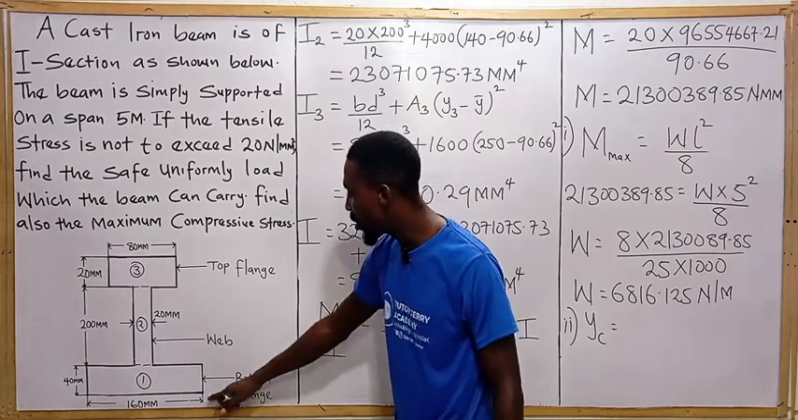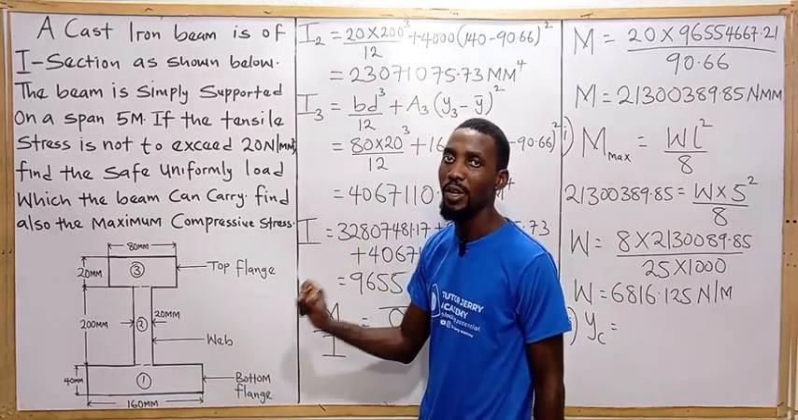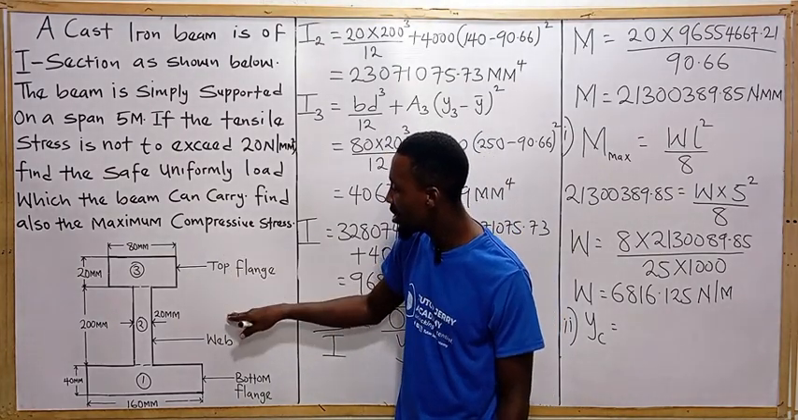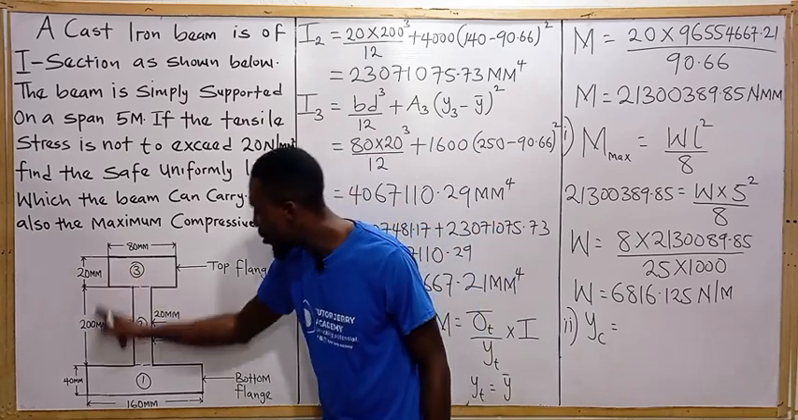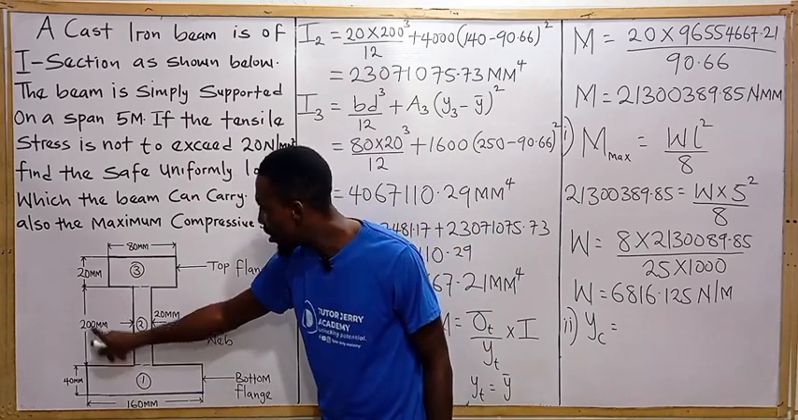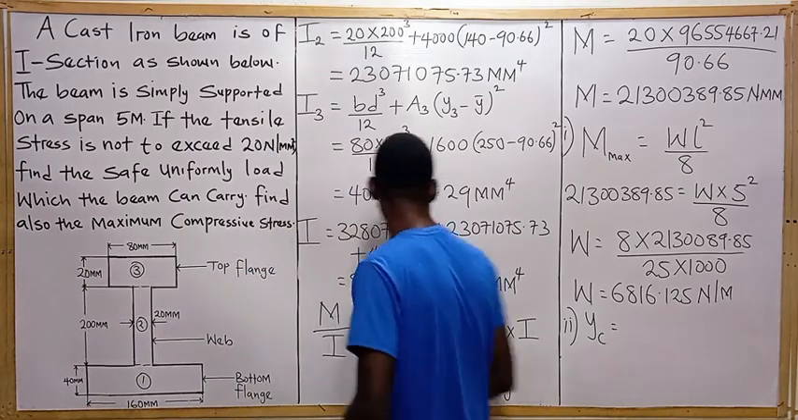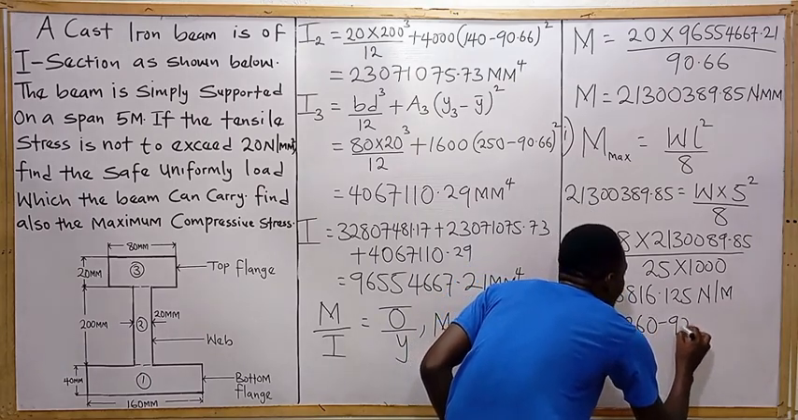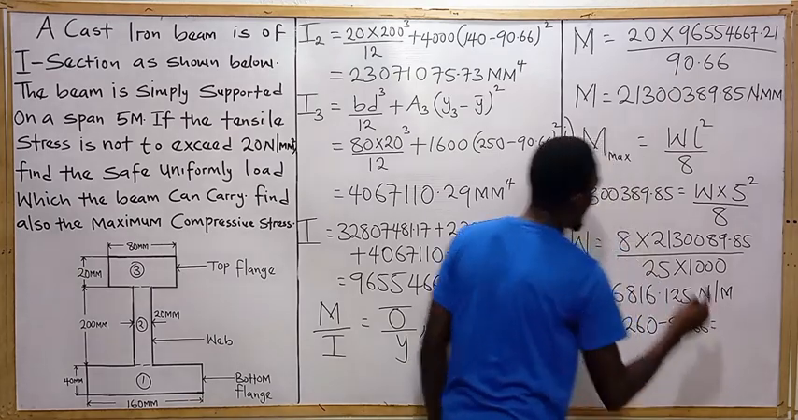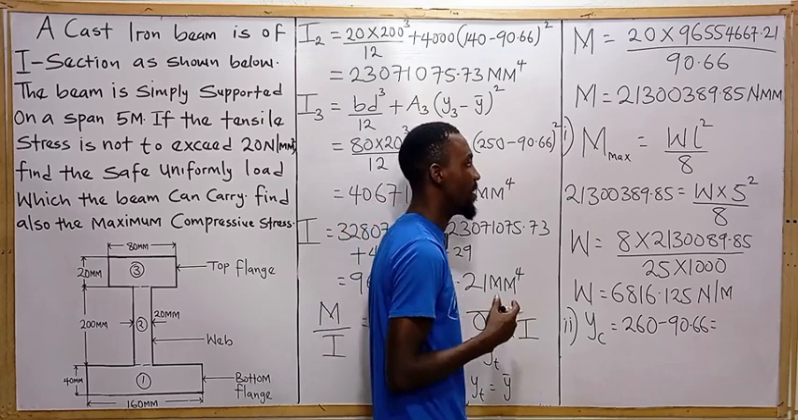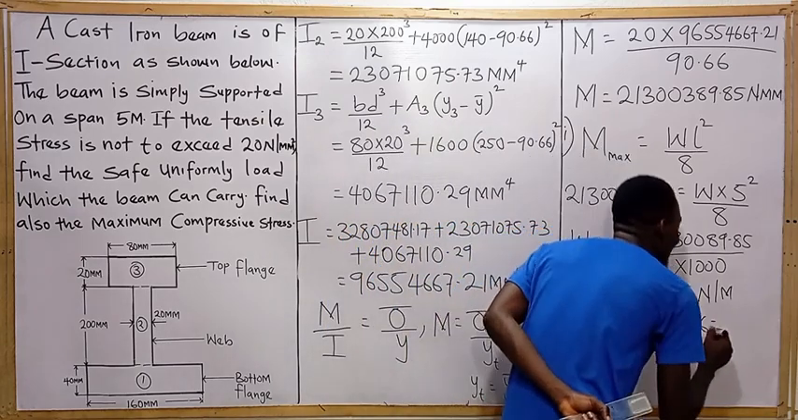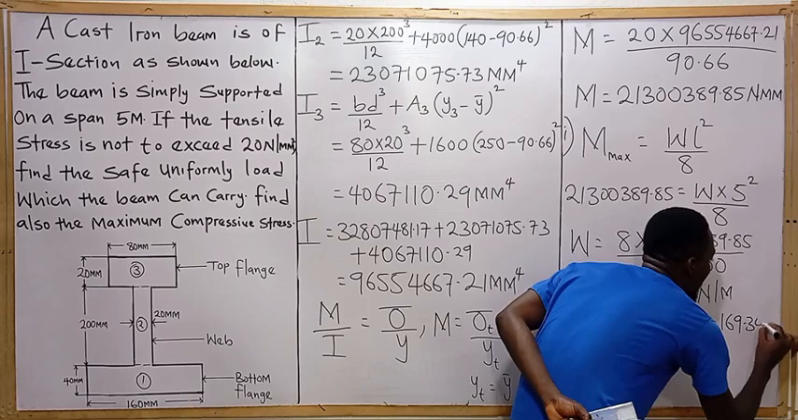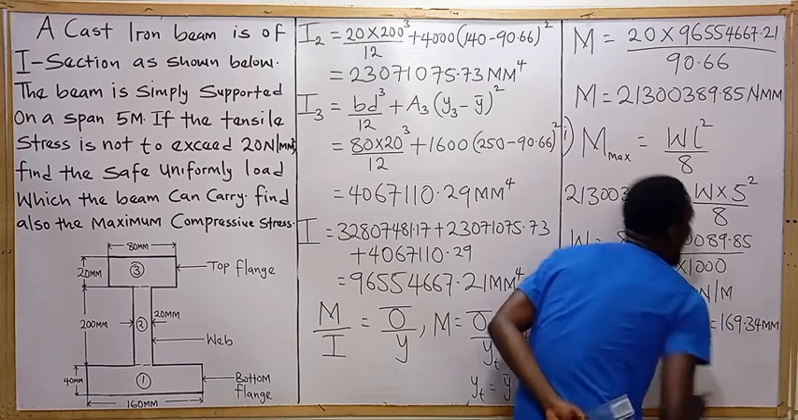We have gotten from the bottom part to the neutral axis, which is 90.66. So for us to get from the top part to the neutral axis is going to be the total distance that we have here, which is 200 plus 20 plus 40, which is 260. So it's going to be 260 minus 90.66, which is nothing but 169.34 mm.